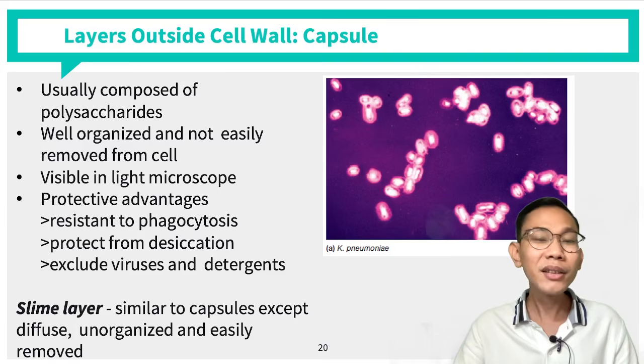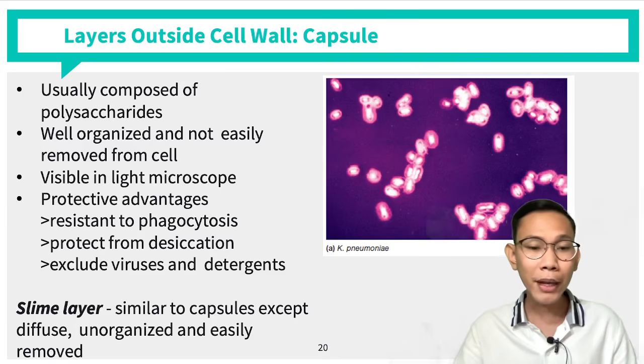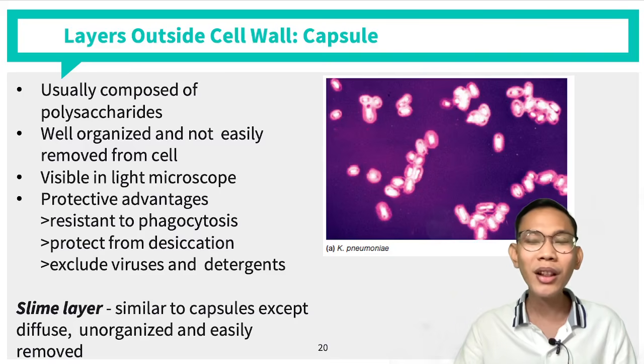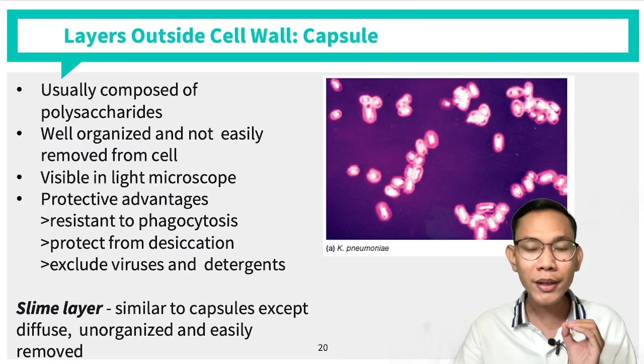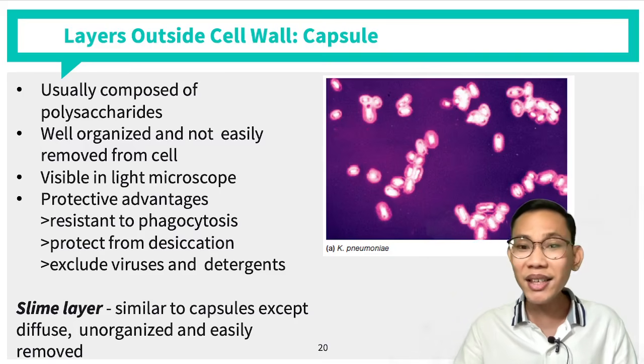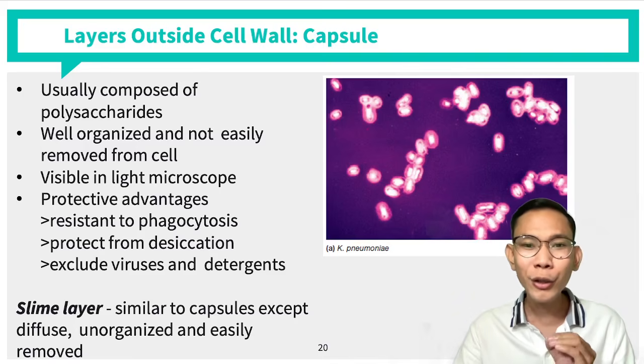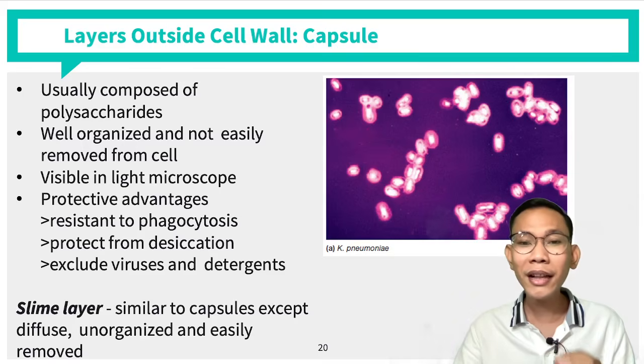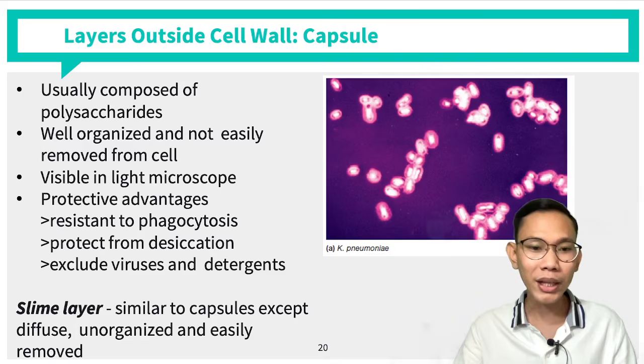Therefore, there are only some bacteria that have a capsule. It is actually visible in your light microscope. So, protective advantages: remember that your capsule is non-essential, but it will make your bacterial cell pathogenic or more virulent because your capsule has protective advantages. It can resist phagocytosis, protect from desiccation, and exclude viruses and detergents. So that makes your bacteria more virulent or more pathogenic.